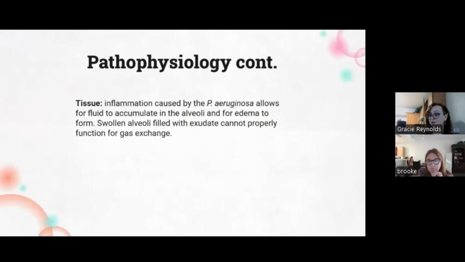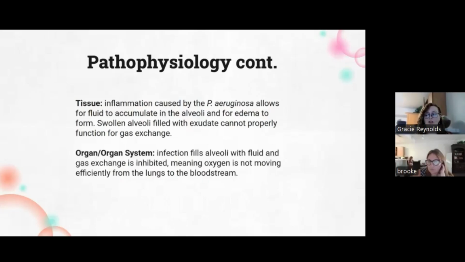When it comes to the tissue level, inflammation caused by P. aeruginosa allows for fluid to accumulate in the alveoli and for edema to form. Swollen alveoli fill with exudate and cannot properly function for gas exchange. When it comes to the organ or organ system level, infection fills alveoli with fluid and gas exchange is inhibited, meaning oxygen is not moving efficiently from the lungs to the bloodstream.